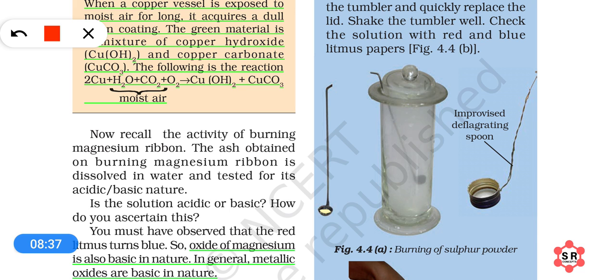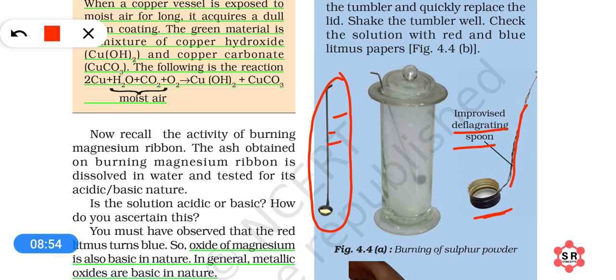First of all, we will take a spoon, something like this. This is called a deflagrating spoon. But if this kind of deflagrating spoon is not available in our laboratory, what can we do? We will take a bottle cap like this and tie a copper wire to it. Then we will take some yellow colored sulfur powder in it.